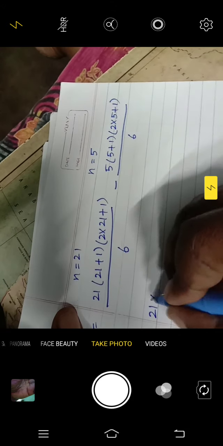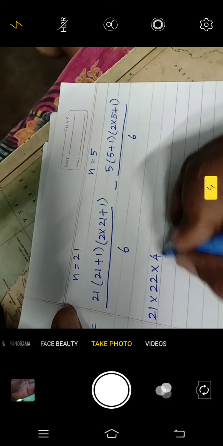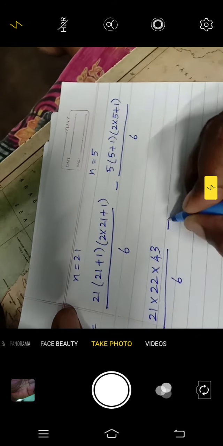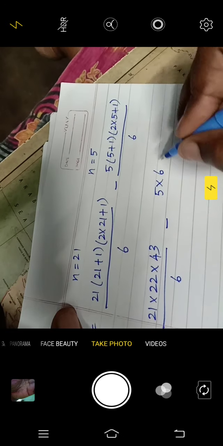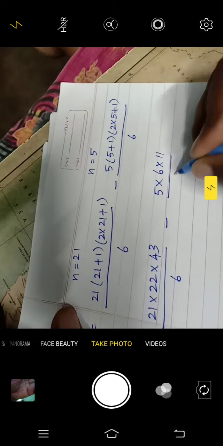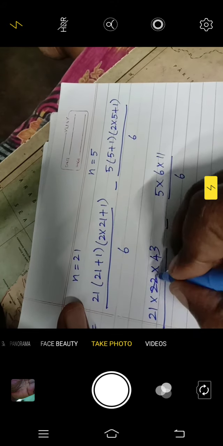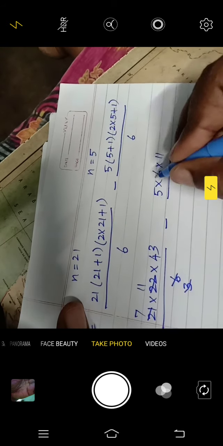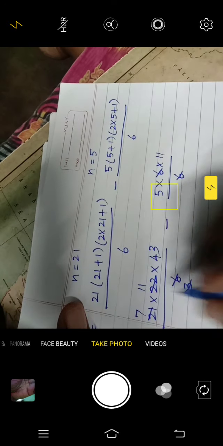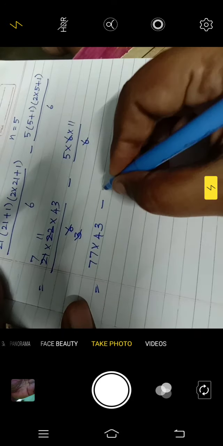21 into 22 into 2 into 21 is 42, 42 plus 1, 43, by 6. Minus 5 into 5 plus 1 is 6, 2 into 5 is 10, 10 plus 1 is 11, by 6. Cancel by 2: 2 3s are 6, 2 11s are 22, 3 7s are 21, 6 by 6 gets cancelled. 7 into 11 is 77, 77 into 43 minus 5 into 11 is 55.